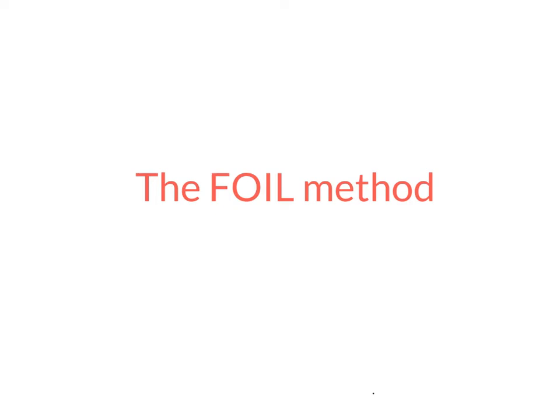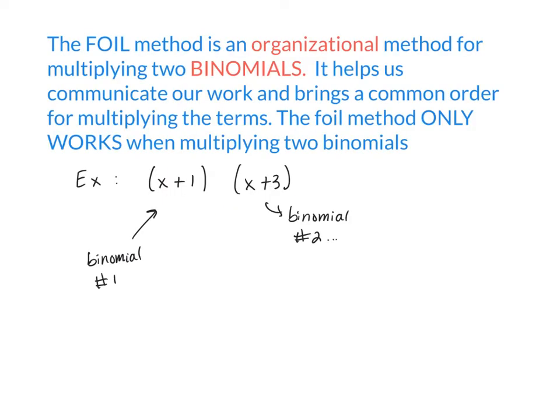So today's quick little lesson is about the FOIL method. Now the FOIL method is a tool that we will use to multiply binomials together. Specifically binomials, it doesn't work for anything else except for these two binomials. And the reason we like to use it is it helps us communicate our work, it helps us have a common order, and it will help us later when we do some factoring.